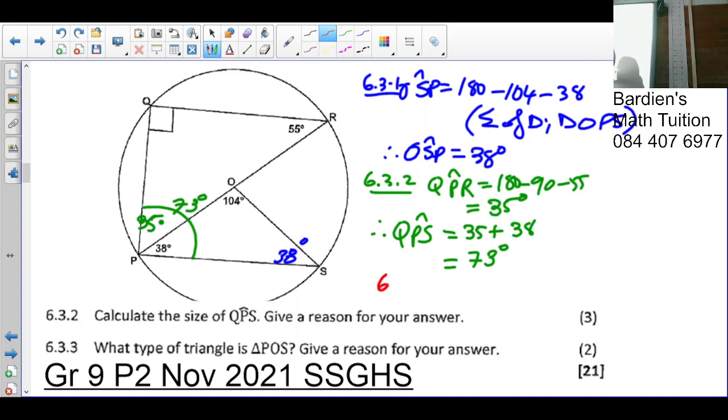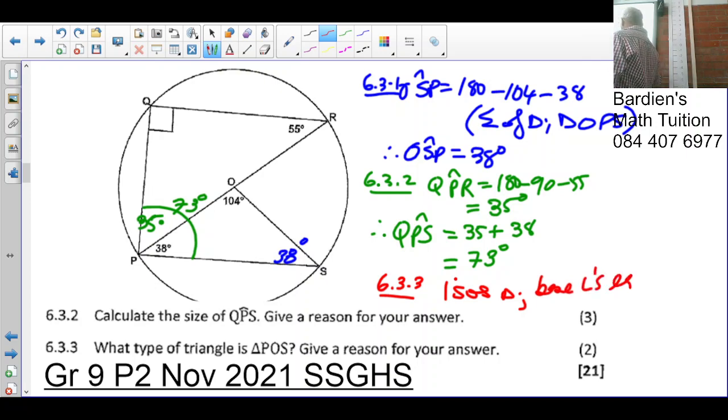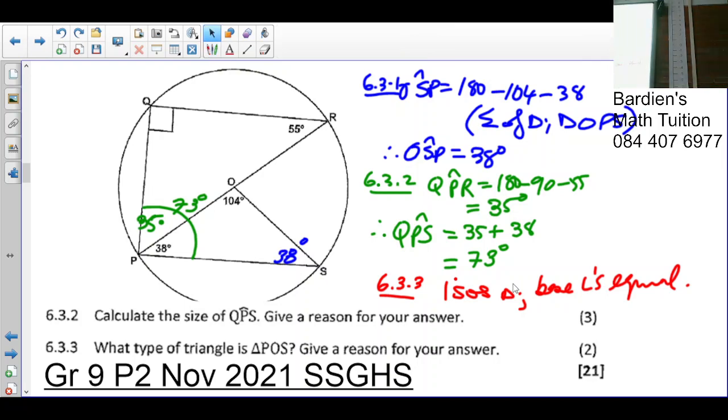Then 6.3.3, what type of triangle is POS? An isosceles triangle. Why is it an isosceles triangle? Because its base angles are equal. Okay, we can either say that two angles in a triangle are equal or two sides of the triangle are equal. But since we worked with the angles, we can just say two base angles are equal.